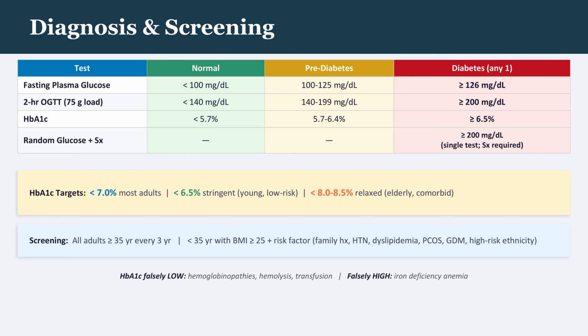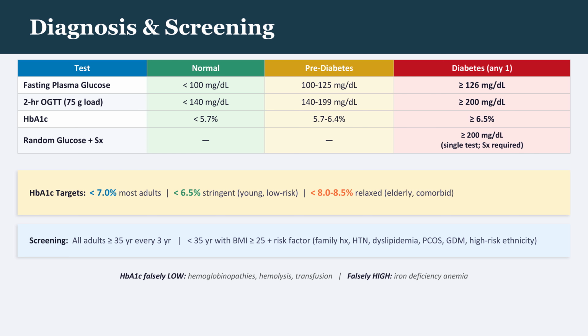Now that we understand why T2DM is progressive, let's talk about how we diagnose it. The ADA gives us 4 ways to make the diagnosis, and only one criterion is needed. But if the patient is asymptomatic, you need to confirm on a separate occasion. First, fasting plasma glucose at or above 126 milligrams per deciliter. Second, a 2-hour oral glucose tolerance test using 75 grams of glucose at or above 200 milligrams per deciliter. Third, and this is the workhorse in clinical practice, HbA1c at or above 6.5%. And fourth, a random glucose at or above 200 in someone with classic symptoms. That's the only one you don't need to repeat.